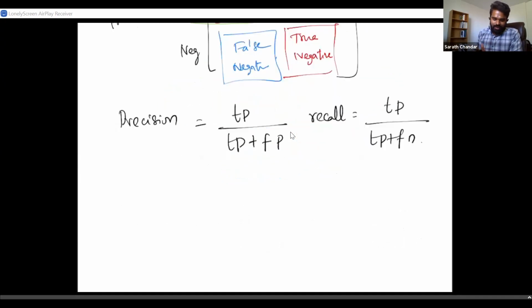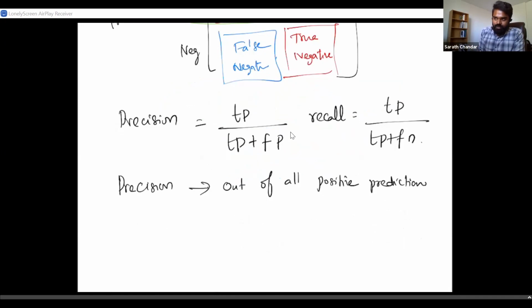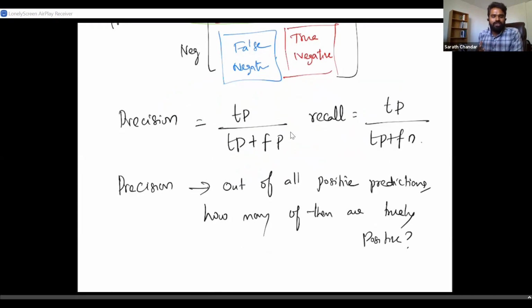So in some sense, the English description of precision is: out of all positive predictions that my model made, how many of them are truly positive? If my model says there are 100 patients who have cancer, how many of them truly have cancer? Okay, that is precision. Now let's look at recall.